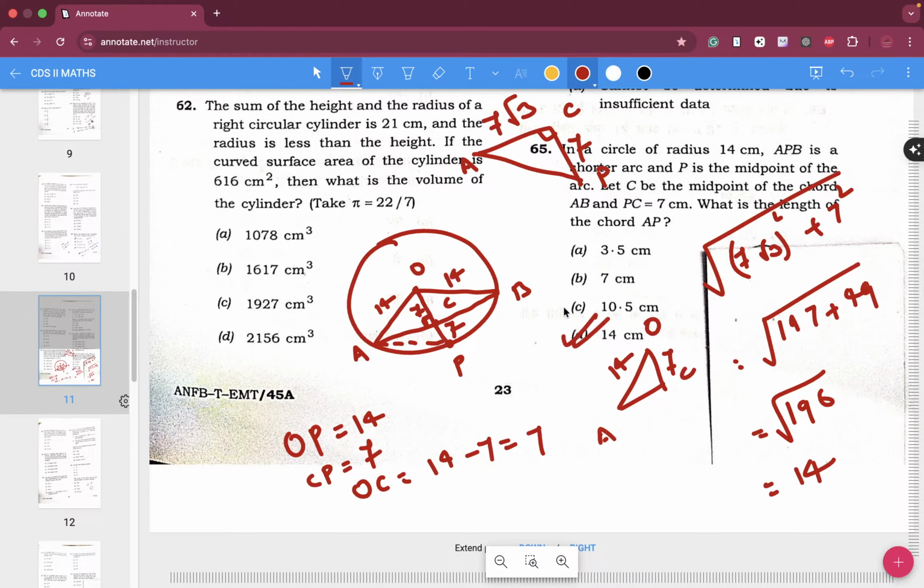Now the smart way of solving this question is what? You realize that OB, PB, and this is nothing but a rhombus. It's a rhombus, folks. Why? Because they are all cutting each other at 90 degrees, and the diagonals are also being bisected. So simply this particular value will be equal to this particular value. If you know this, then you won't even have to solve for this.